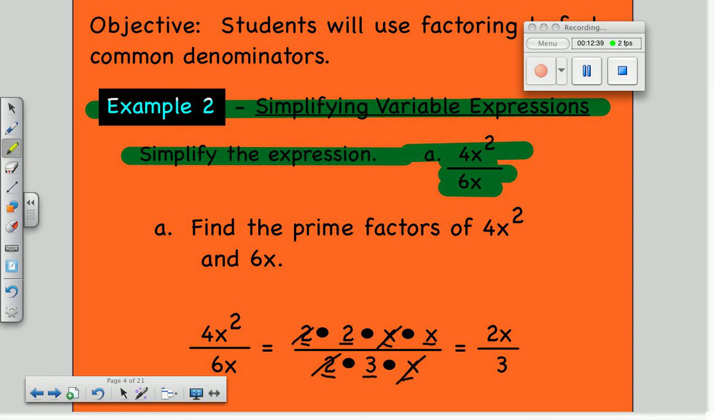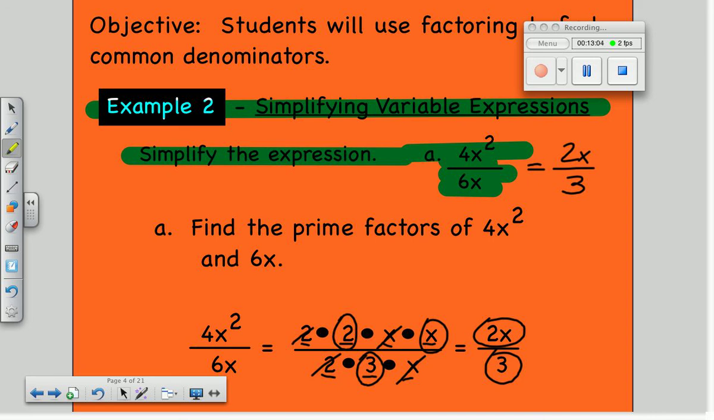Now what's left on top? 2 and x. 2 times x is 2x. And 3 is left on the bottom by itself. So 4x squared over 6x is equal to 2x over 3. Those are equivalent.